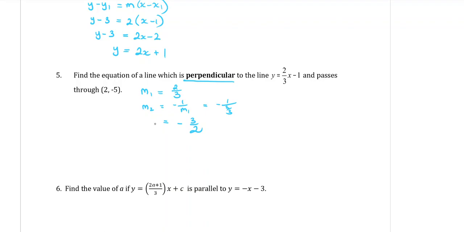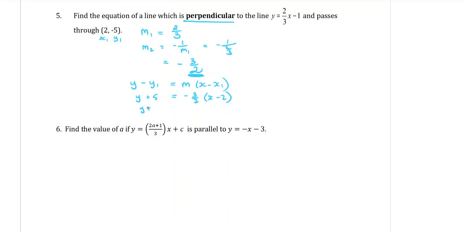Then I want to use that gradient and the point (2, -5), so that will be my x1, y1, and sub it in yet again to my point gradient formula. So y minus minus 5, so plus 5 equals -3 over 2, (x minus 2). Expanding out, y plus 5 equals -3 over 2x. That would make a plus 3 when you times the -3 over 2 with a -2. Then, subtracting the 5, we have -3 over 2x. 3 minus 5 makes -2.